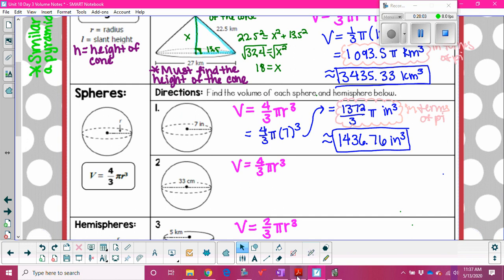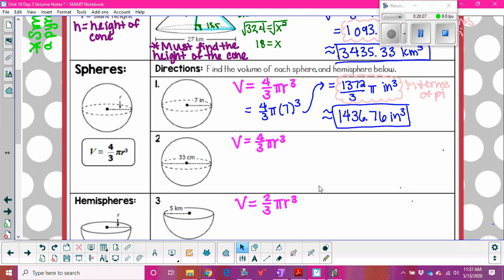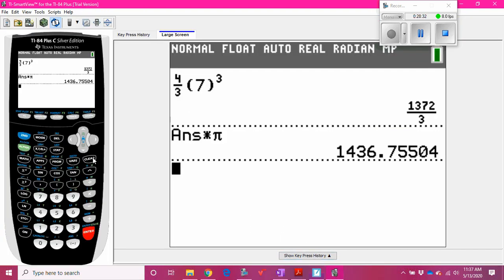All right, so in number 2, I gave you the diameter instead of the radius. So if the diameter is 33, we know that the radius is 16.5. Okay, so all we have to do is go plug this in. We have 4/3 times pi times 16.5 cubed. Okay, so if we could put this in our calculator, I'm going to do this with y'all again. It's clear what we had.